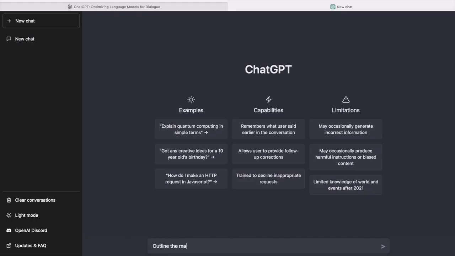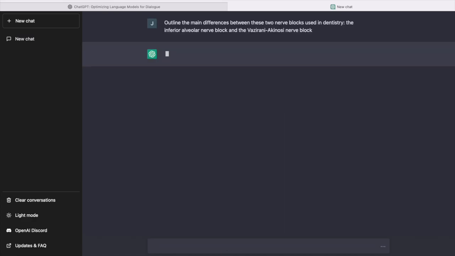Outline the main differences between these two nerve blocks used in dentistry. Let's go with the traditional one, the inferior alveolar nerve block, and let's go with an obscure one, the Vazirani-Akinosi nerve block. All right, let's see what it has to say about this.